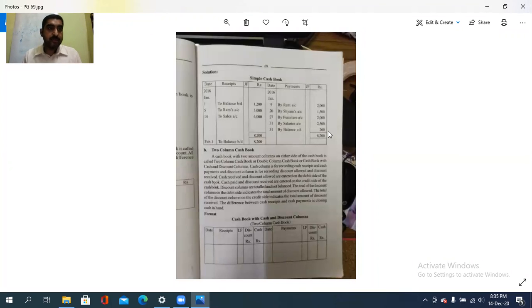We started the business with 1200, and receipts are there, that is received from Ram and we got cash sales, while the payments are more than that, so only 200 is left. By balance carried down, only 200 is left. So this is the simple cash book where there is a single column for the cash on the debit as well as the credit side, that is the receipt side and the payment side, one column each on both the sides in order to record these transactions.